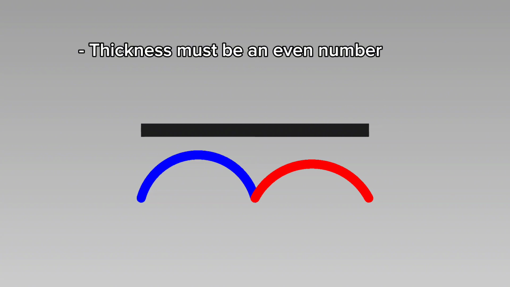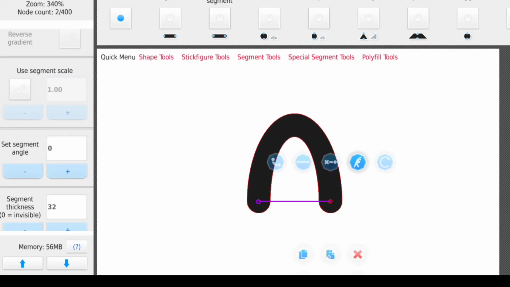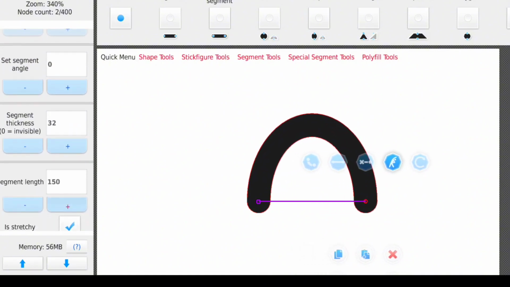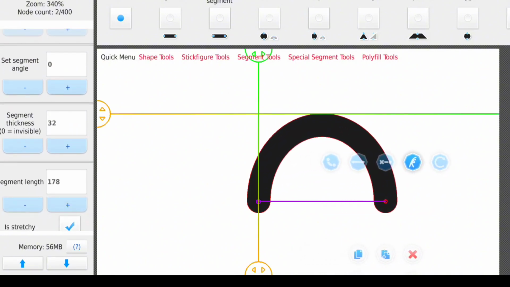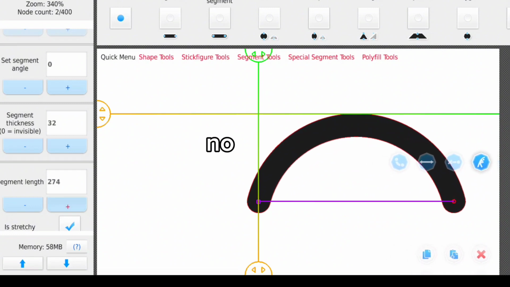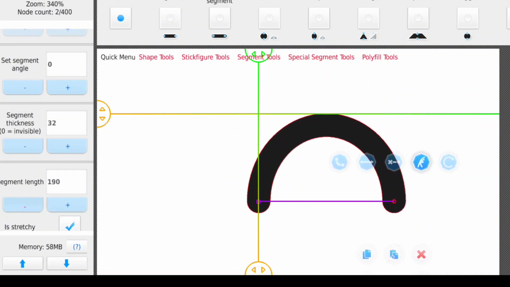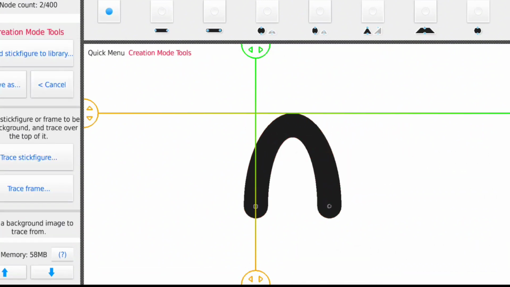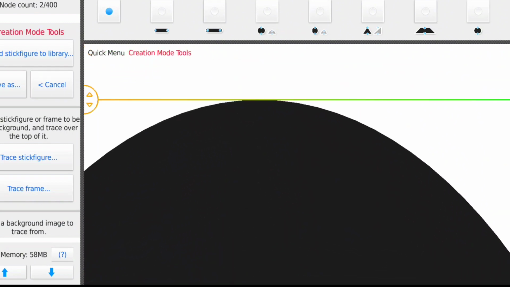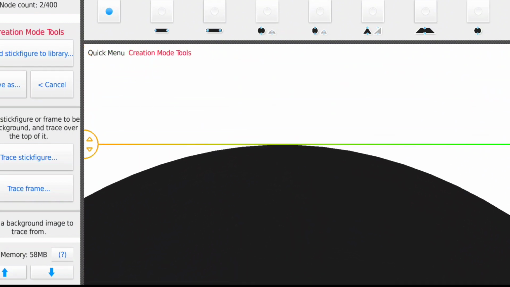And also, some common questions. Will the length of the segment affect the curve? Only in the angle, not its height. And what should it look like when it's correct? It only touches one point of the line, being a tangent line. Now let's go with some examples.